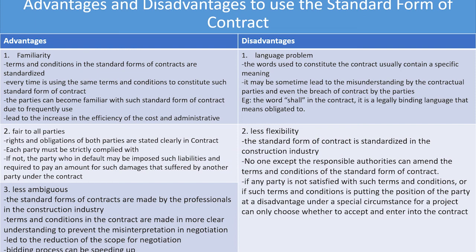Another disadvantage is less flexibility. It is because the standard form of contract is standardized in the construction industry. No one except the responsible authorities can amend the terms and conditions of the standard form of contract. If any party is not satisfied with such terms and conditions, or if such terms and conditions put the position of the party at a disadvantage under a special circumstance for a project, the party can only choose whether to accept and enter into the contract.